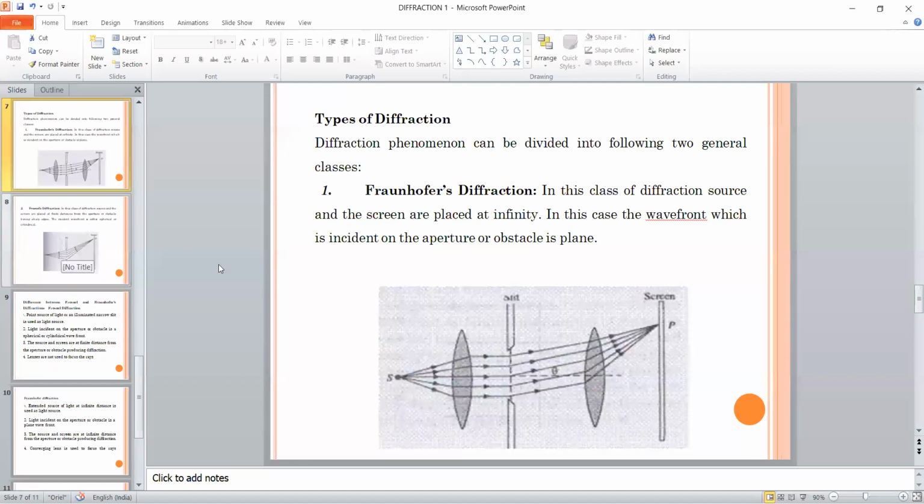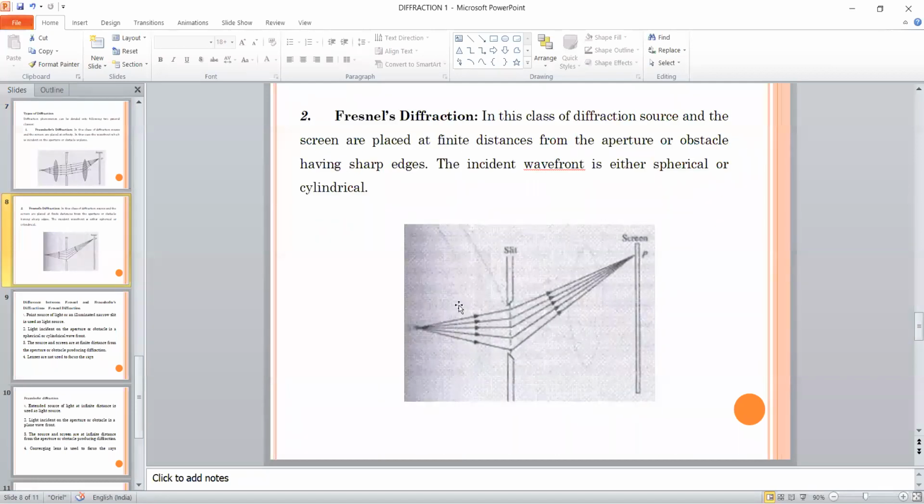Okay. Now what about Fresnel? When you observe the Fresnel diffraction, there is no lens here. And the source and screen are at a finite distance. And this source is also a very narrow source, I mean a pointed source. So that is the difference between Fresnel and Fraunhofer diffraction. I think all of you clearly understand today's topic.